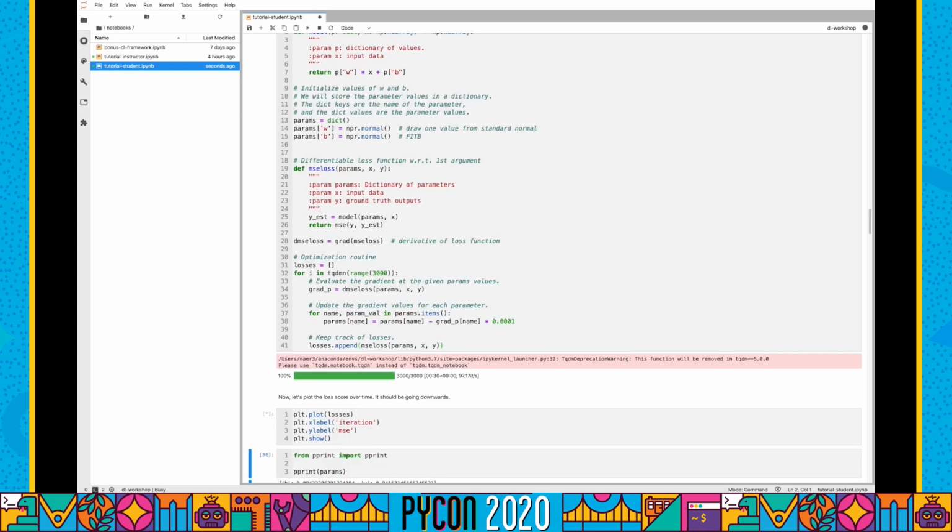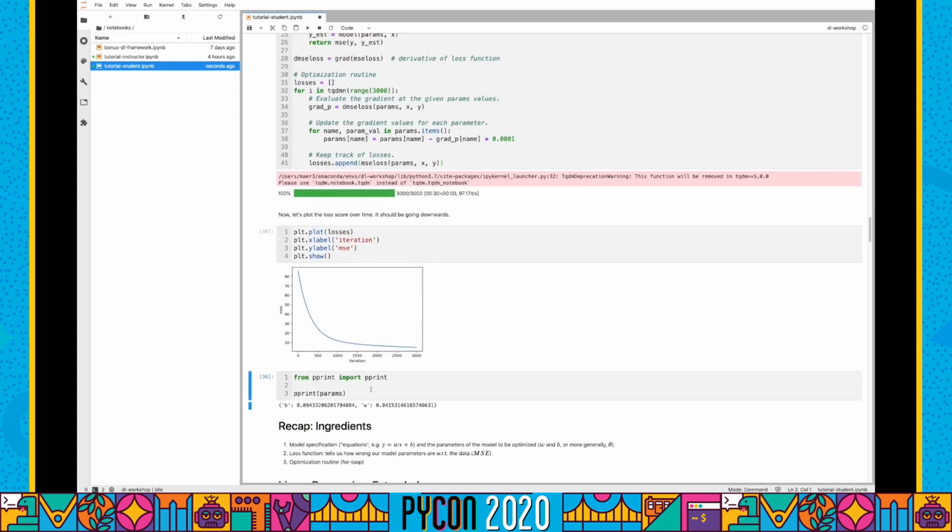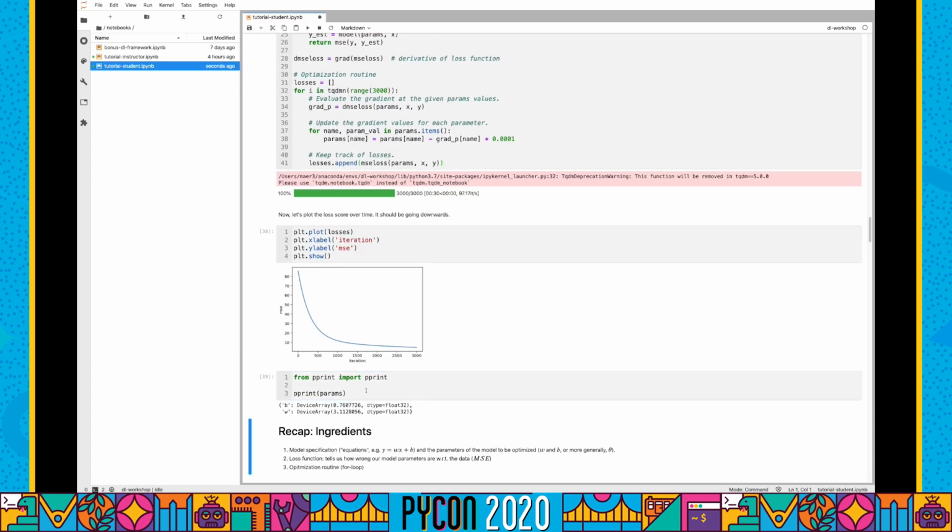And if we plot the loss score over time, it'll go down and trend towards 0. And if we finally print the parameter values, you'll notice, well, we got kind of close, not the best, but close enough. So now, how do we improve upon this? Well, there's a few things we can do.